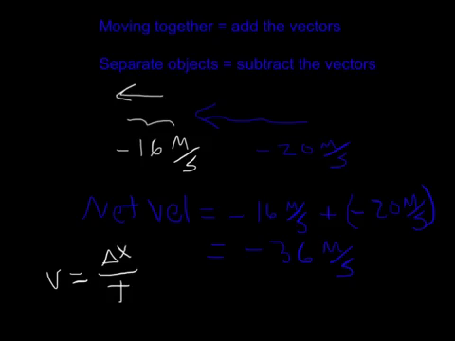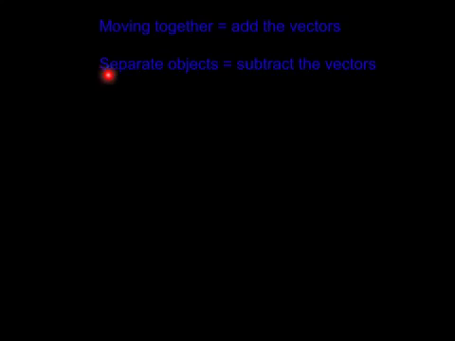Let's try another one. This time let's look at things that are separate objects, like cars coming towards each other or moving away from each other. So let's try this. We have a dodgeball. So what I've got is this.